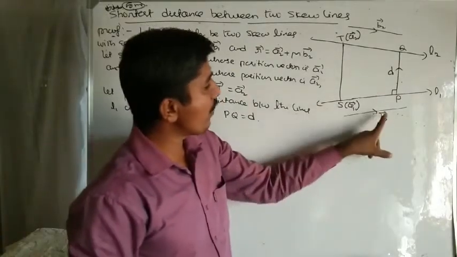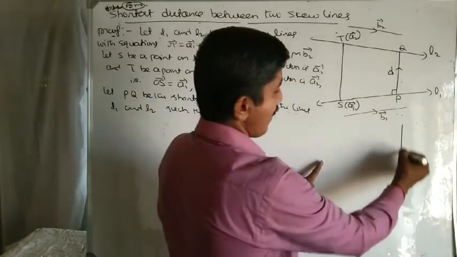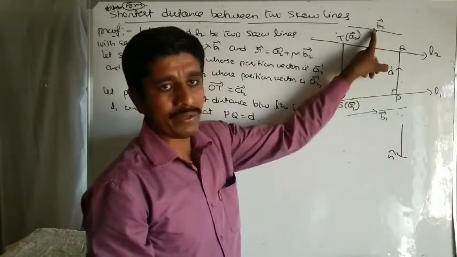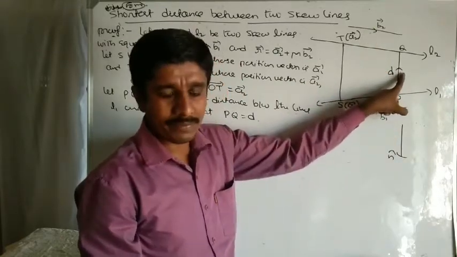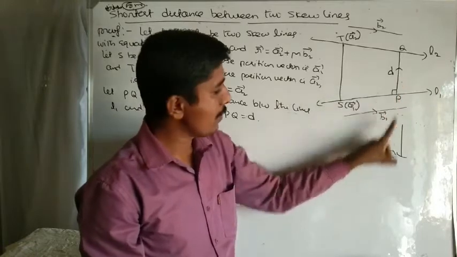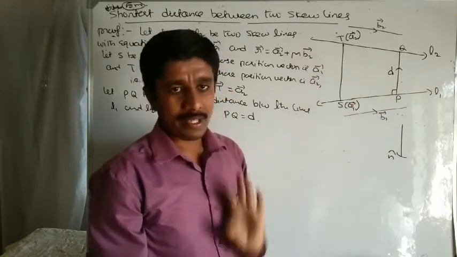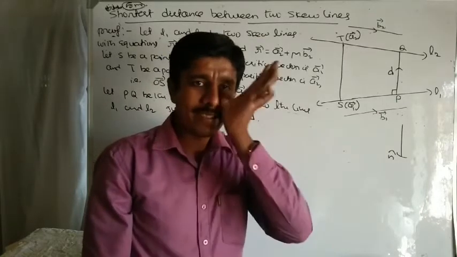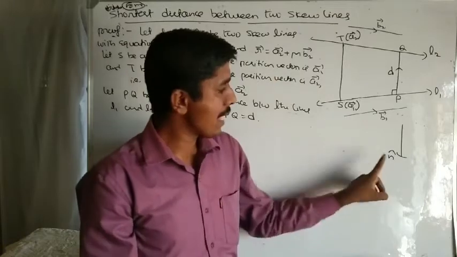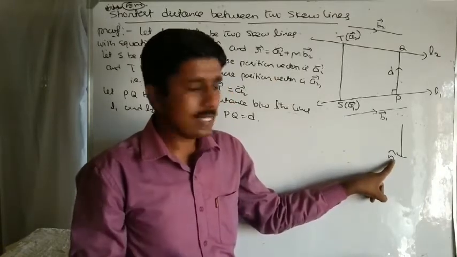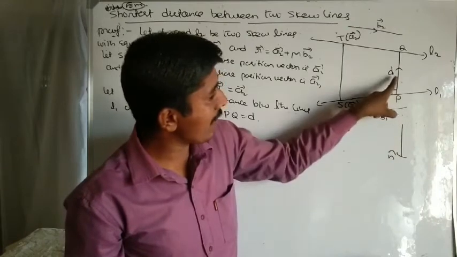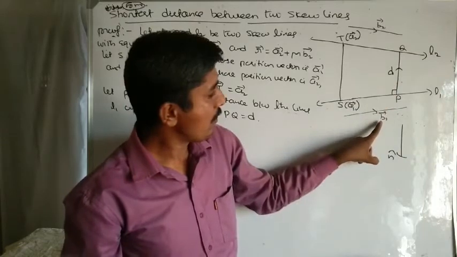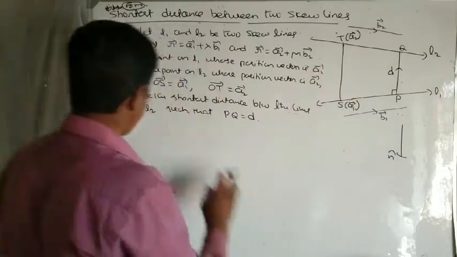So if you take a unit vector n cap, it is perpendicular to vector B1 and vector B2, and n cap is in the direction of PQ. Clearly it is perpendicular to vector B1 and vector B2. For the time being, we have to understand this; the details are in vectors. The unit vector n cap is in the direction of PQ, which is perpendicular to vector B1 and vector B2.